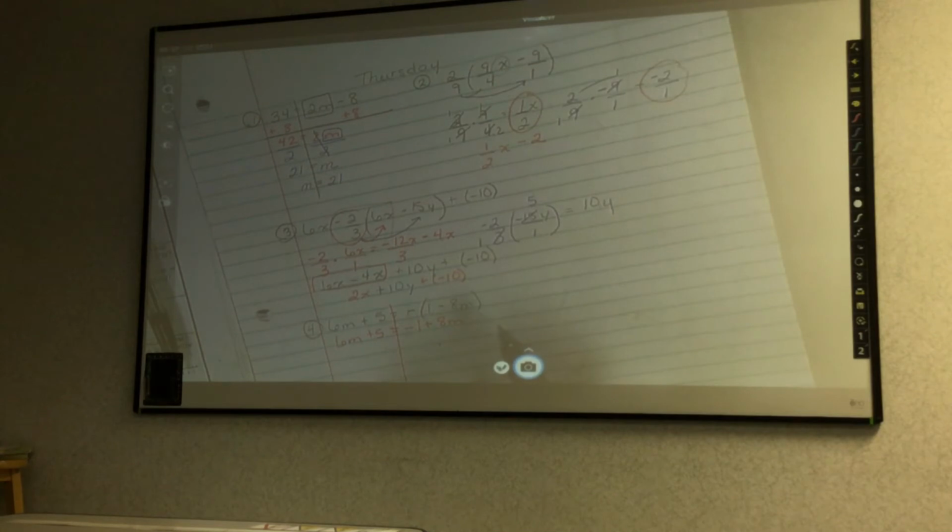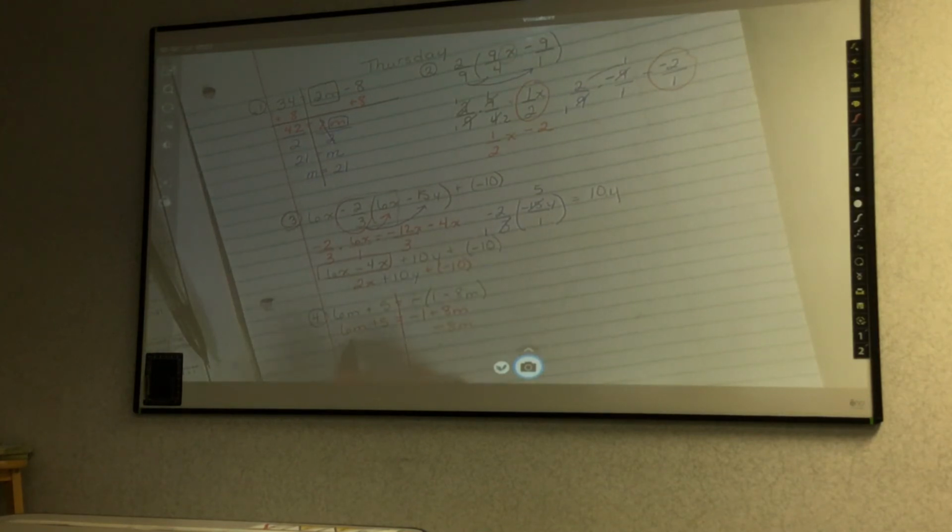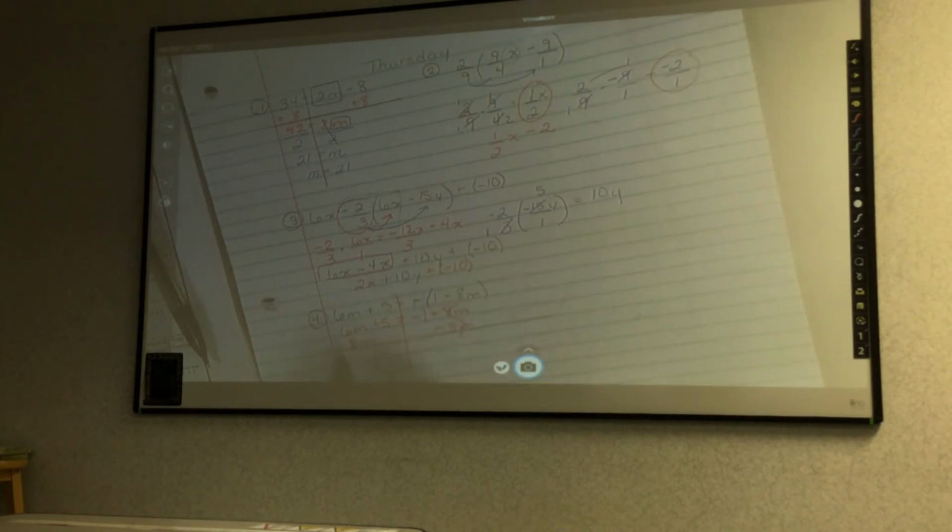So now I can actually start moving some things. I want all the m's on one side, all the numbers on the other. I'm going to make sure my m's are on the left. So I'm going to subtract 8m, subtract 8m. These cancel each other out. So a negative 8 and a positive 6 makes for a negative 2m. Then I have the plus 5 equals, those cancel each other out.